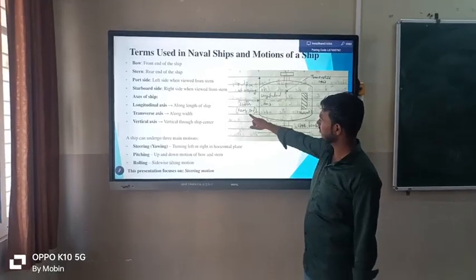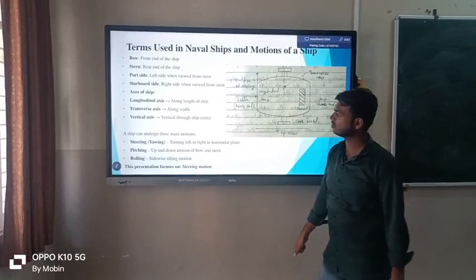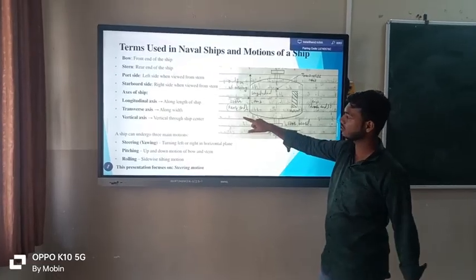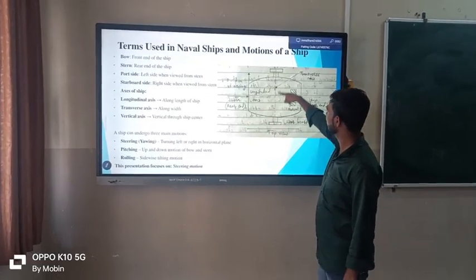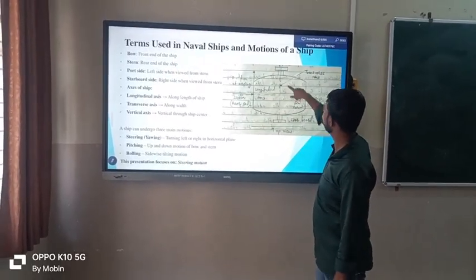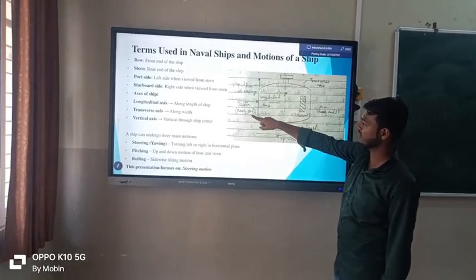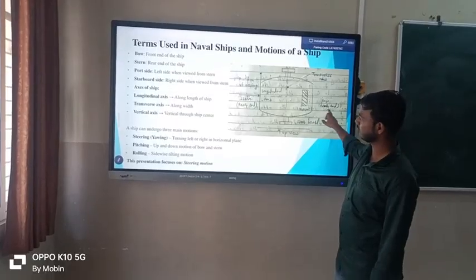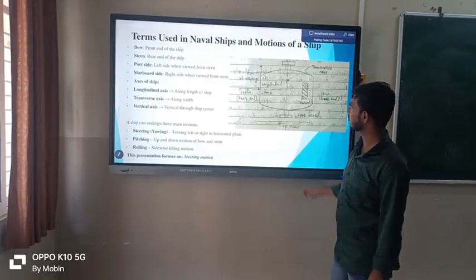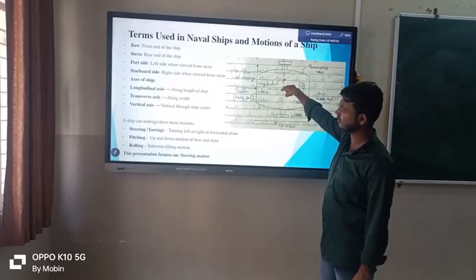Looking from the stern end, what are the three axes? First one is the longitudinal axis, along the length of the ship. Then the transverse axis, which is along the width of the ship. And the vertical axis goes through the center of the ship, acting in the vertical direction.